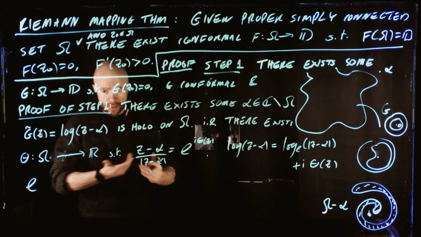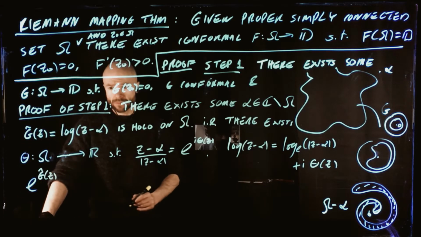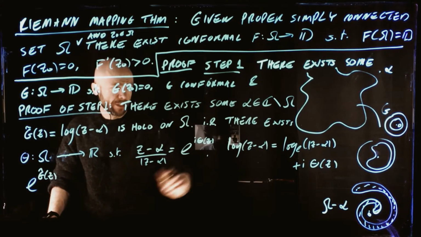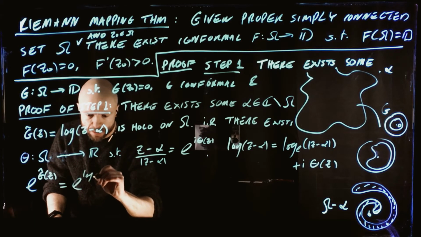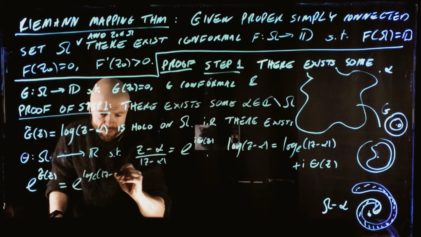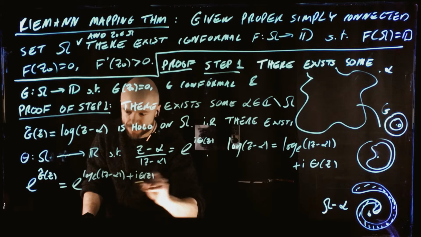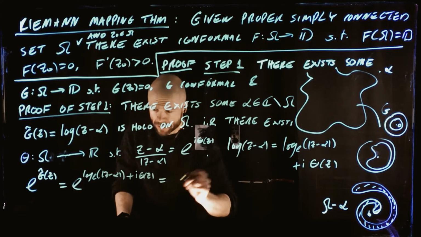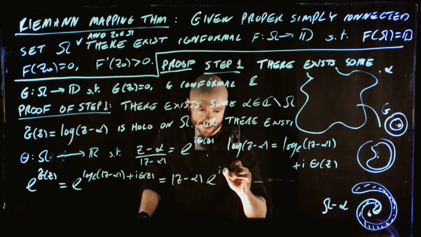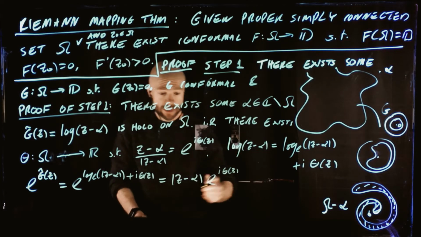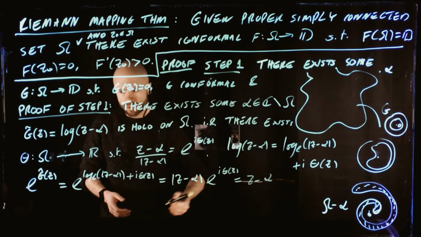So if we take the exponential of g tilde of z, then this thing is defined to be this thing. So this is e of log base e of z minus alpha, like this, plus i theta of z, like this. And what's that? That is just z minus alpha, like this, e to the i theta of z. And by definition, that's that thing, so that's just z minus alpha, right? Which is almost what we want.